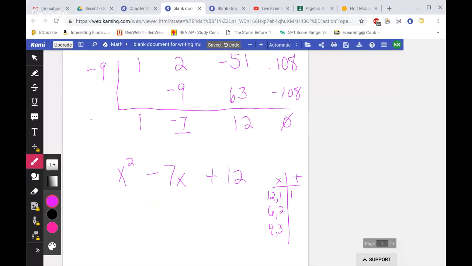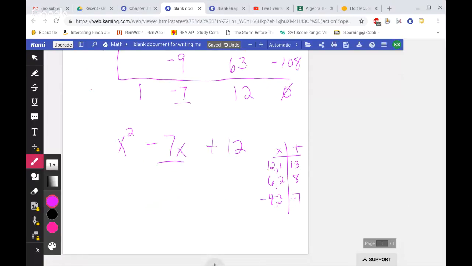Okay. So 12 and 1, that's 13. That doesn't work. 6 and 2 is going to give us an 8. That doesn't work. 4 and 3 do add up to be 7, but we need it to be negative. So if we did -4 and -3, that would give us a -7. And if we multiplied a -4 with a -3, we would get a +12 because two negatives times one another is a positive.